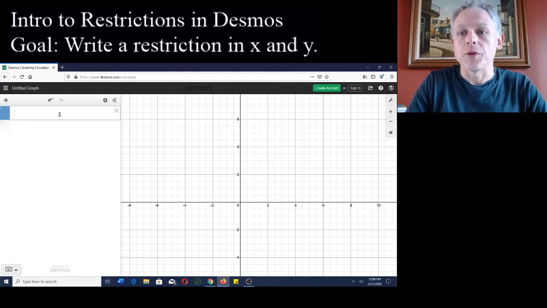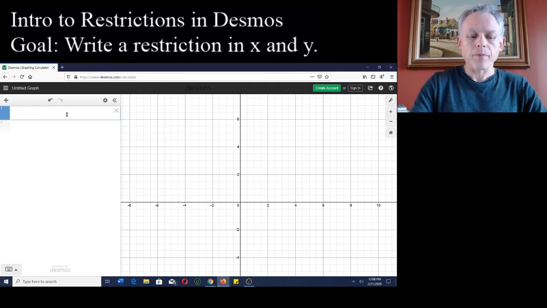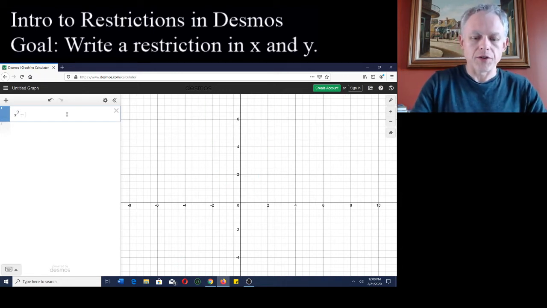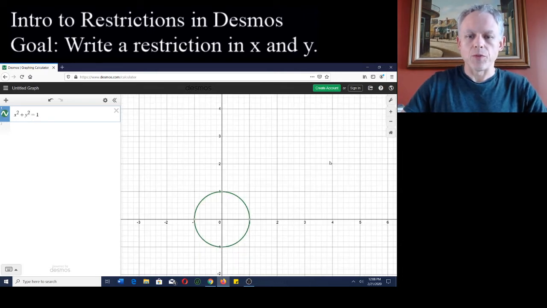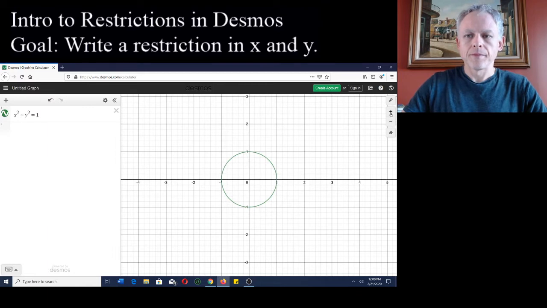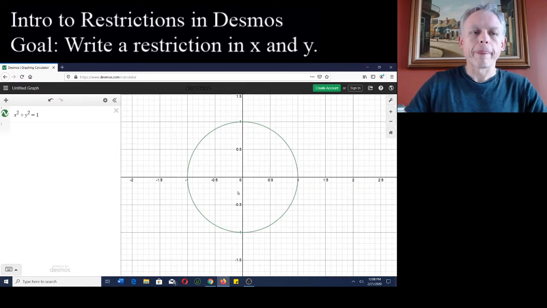So what we're going to do is draw a circle of radius 1 centered at the origin, and we're going to restrict it so that we only graph the part of the circle in quadrant 1. All right, so let's get started. First, let's write the equation of a circle centered at the origin, radius 1. Okay, there we go.